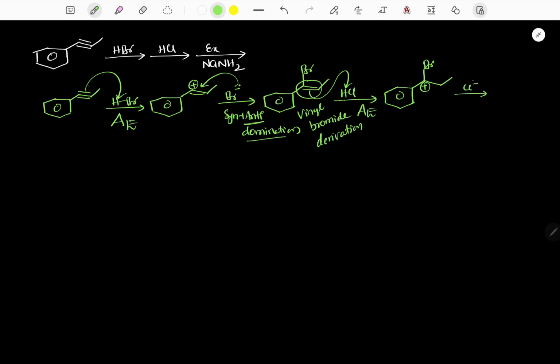Now it reacts with the remaining Cl minus and forms the corresponding geminal dihalo compound. If the functional groups are connected to the same carbon, that is called a geminal carbon. Okay, so this entire reaction is from the NCERT point of view.